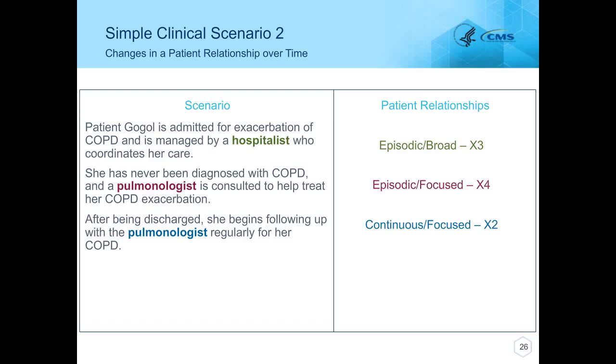And then finally, the pulmonologist that sees the patient post-discharge could be the same pulmonologist, could be a colleague or someone else who's following up with the patient afterwards. They will continue care over an indefinite period of time, making this a continuous type of relationship, but again focused on the COPD disease process or the pulmonary organ system itself. So that makes it continuous focused, or X2. Next slide, please.